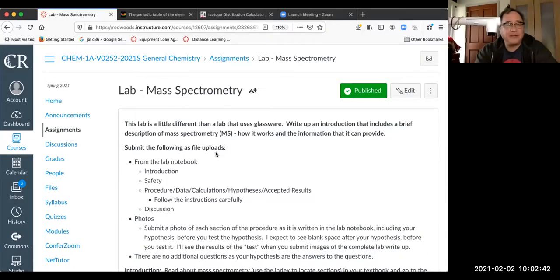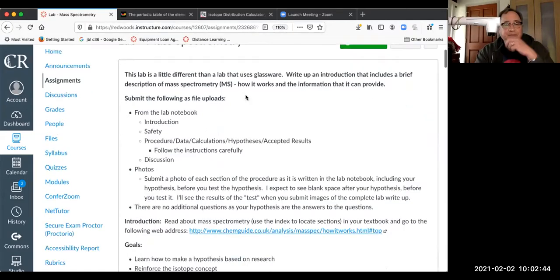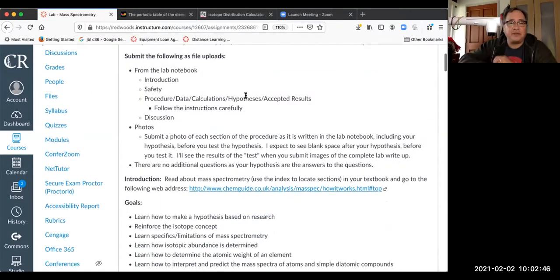Okay, then let's start talking about today's lab, mass spectrometry. I'm going to do a share. Great. And I'm going to be going back and forth between my book and what I'm writing and the lab. So here's the lab. The lab notebook is something you probably want to have out right now. And at the title, put mass spectrometry. And for the introduction, let's talk about the introduction, okay?